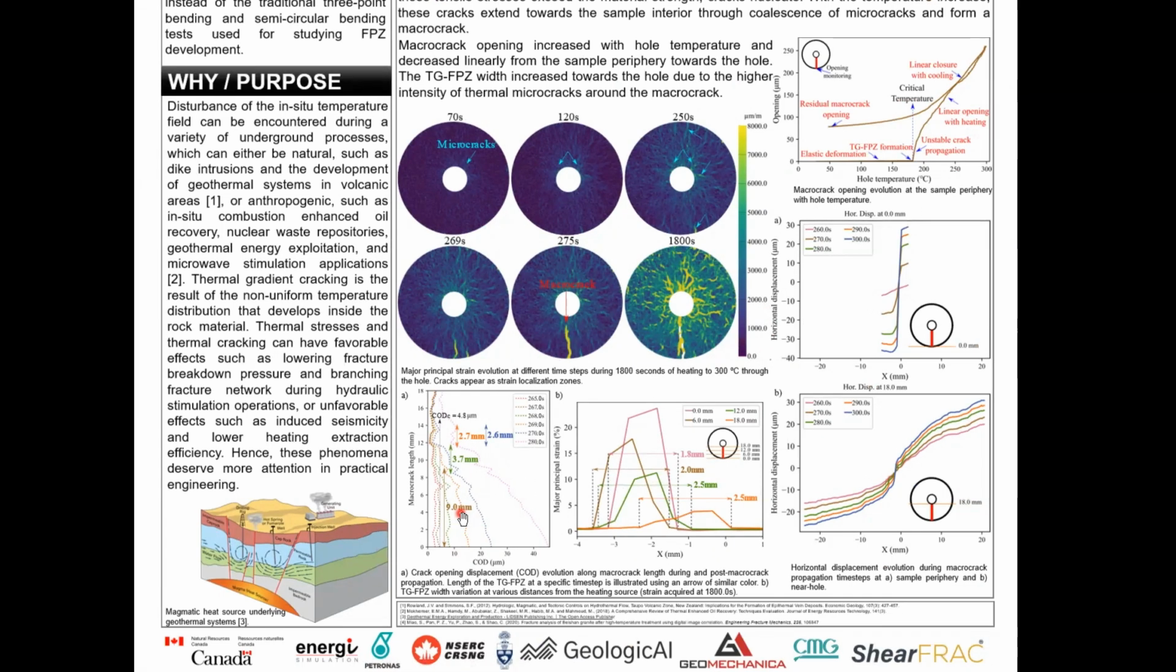In this figure, we show the length of the fracture process zone, which decreased with the increase of temperature and the propagation of the macro cracks until it reached the heating hole. And in this figure, we show that the width of the fracture process zone decreased from the sample periphery to the heating hole due to the increasing temperature in the inner part of the sample, and hence the increased micro cracking around the macro crack, which resulted in wider fracture process zone near the hole.